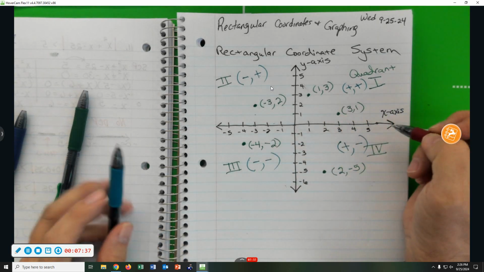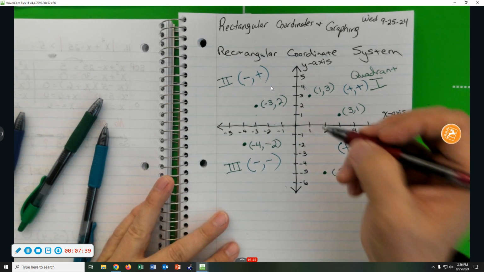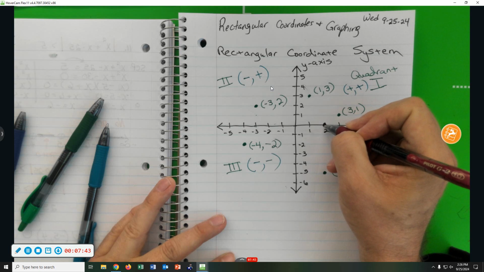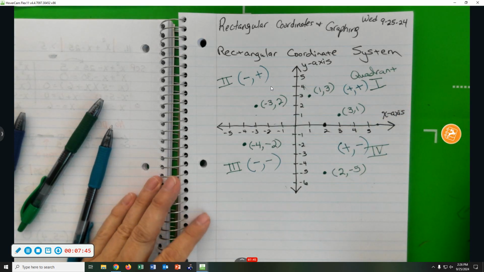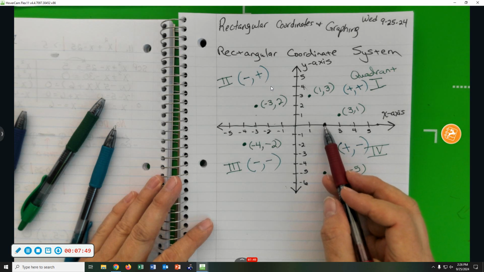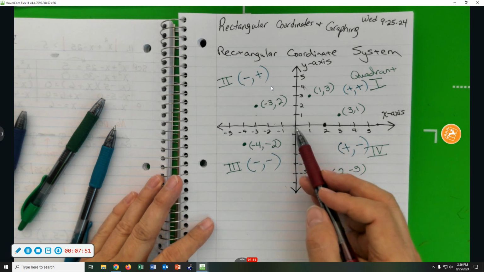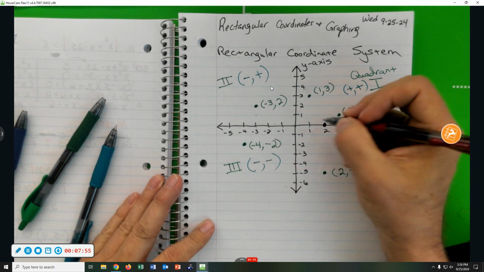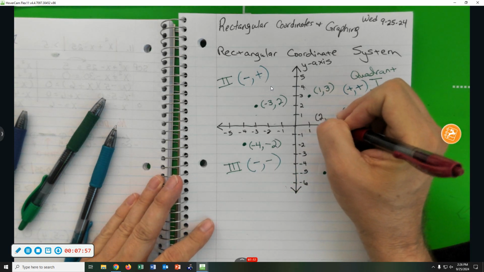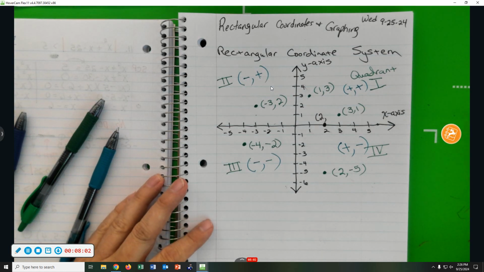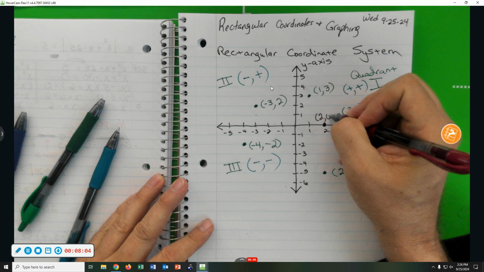Let's identify some points on the axes themselves. I'm looking at this spot right there. It's at the number 2 on the x-axis. Let's see if we can figure out the coordinates for this point right here. We start at the origin, and we have to go 2 units to the right, so that means the x-coordinate is 2. What's the y-coordinate? 0. You don't want to go up or down.